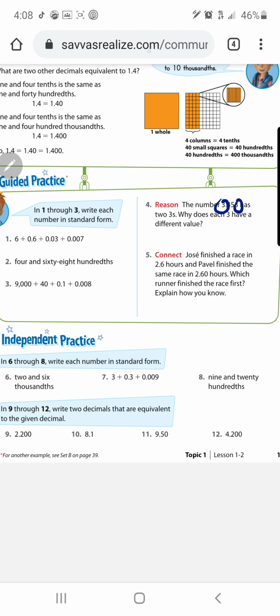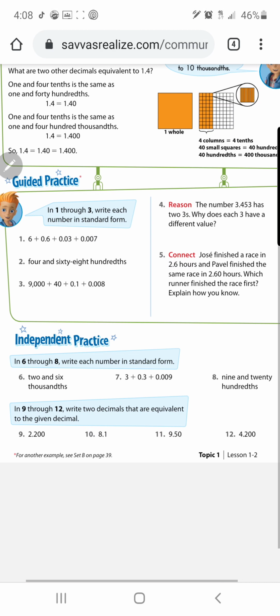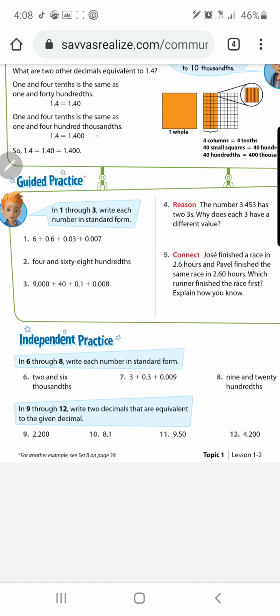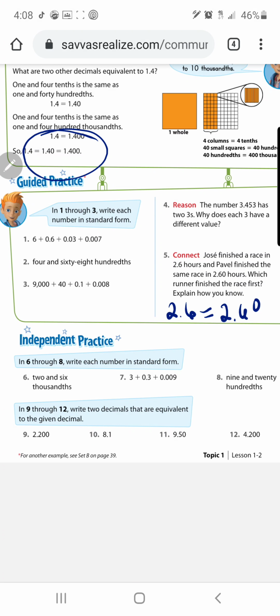Number 5. It says Jose finished a race in 2 6/10 hours, and Pavel finished the same race in 2 16/100 hours. Which runner finished the race first? If you remember correctly, in your instructions at the top, right there, I'll show you real quick, 2.6 is exactly equal to 2.60. Just because you add that extra zero does not mean that they stop being equal. As a matter of fact, you can even say that 2.600 or 2.6000 is equal to that as well. All right. Number 6.